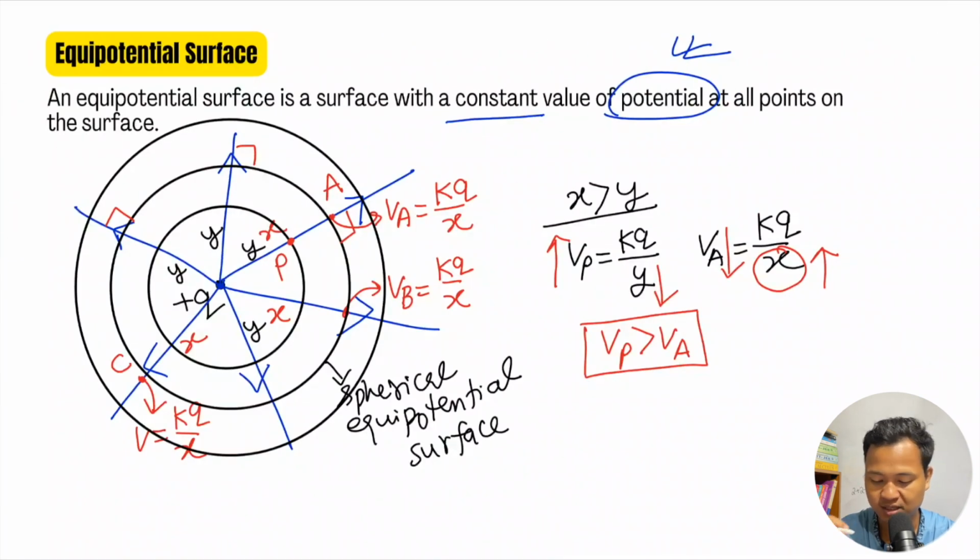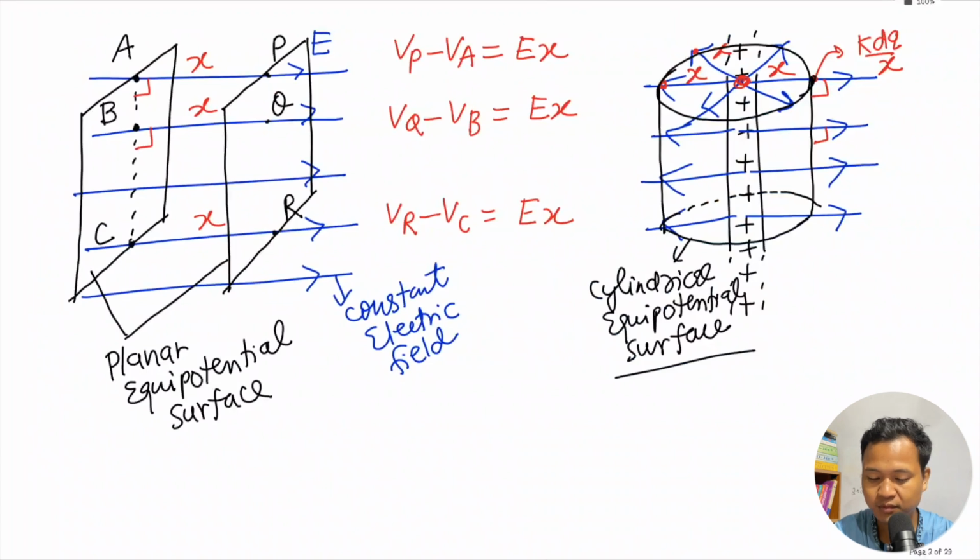Now the third point. Suppose there are points Q and R, and a charge q is moved from point Q to point R. So what will be the work done on moving this small charge q from point Q to point R?